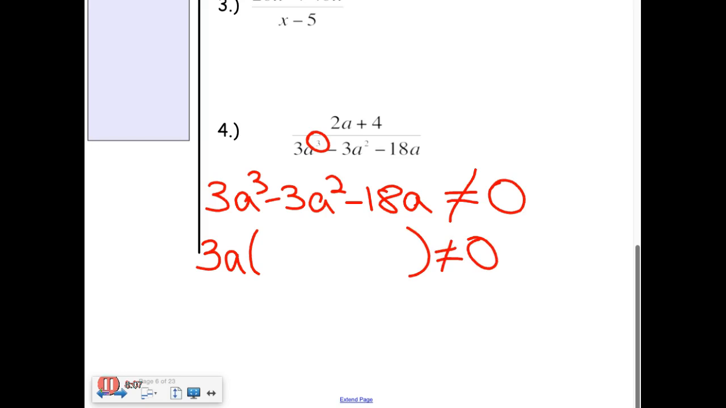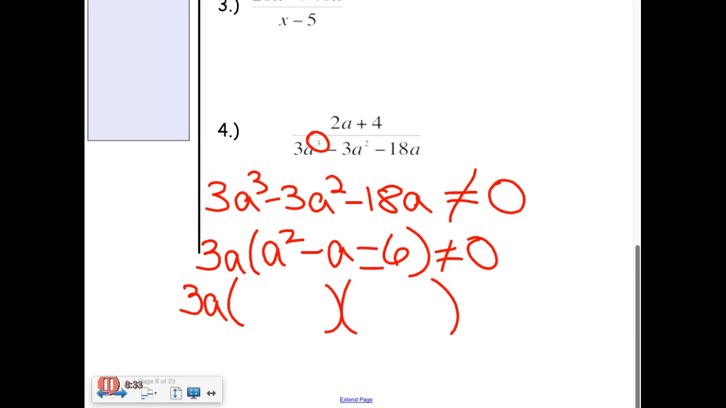When we do that, so when I factor out 3A, I am now going to have A squared minus A, and then minus 6. Reminder, you can always multiply in that 3A and make sure you get back to your original. From here now, we're going to have to factor even more. So I'm going to have 3A. That guy's still chilling out in front.